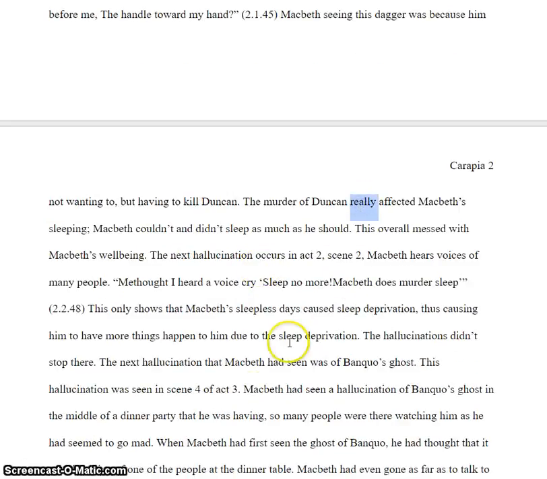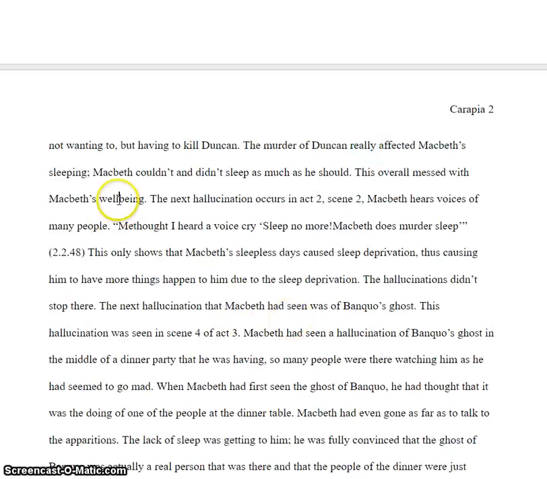Don't use the word really. This overall messed with Macbeth's well-being, so this should be hyphenated well-being. And I don't know what you mean by overall messed with it. What does that exactly mean?